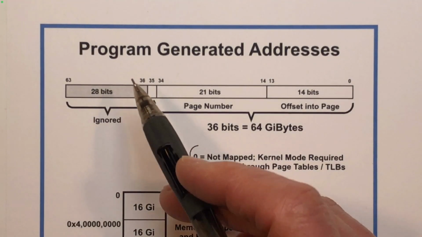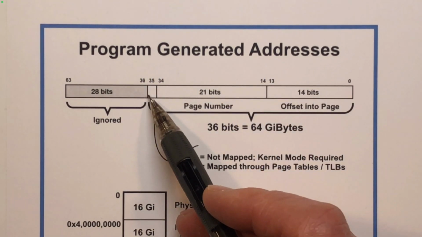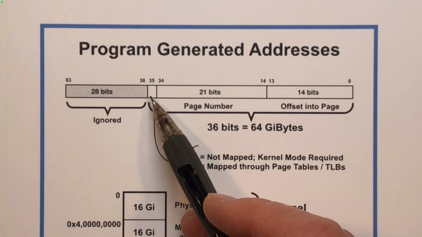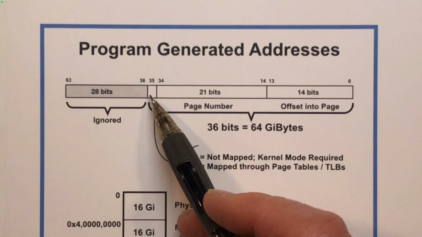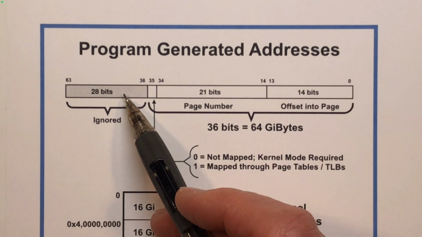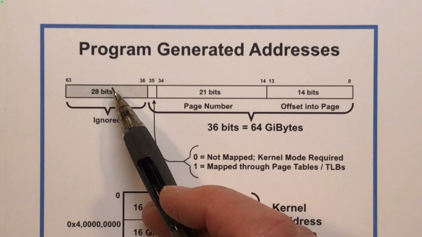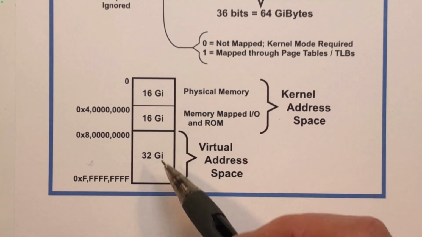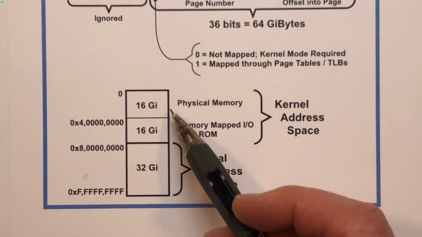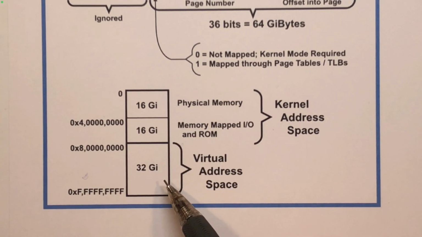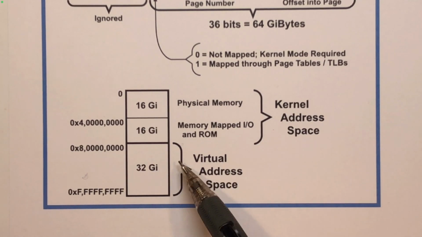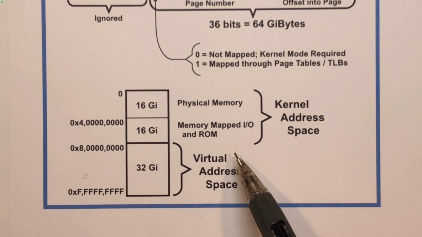As I mentioned, all program-generated addresses are 36 bits in length. Normally, addresses like pointers and so on are stored as 64-bit values, but whenever a 64-bit value is used as an address, the upper 28 bits are simply ignored. With 36 bits of address, we can address up to 64 gigabytes. That 64 gigabyte addressable space is divided into two halves, and each half is 32 gigabytes. The lower half is called the kernel address space, and the upper half is the virtual address space.